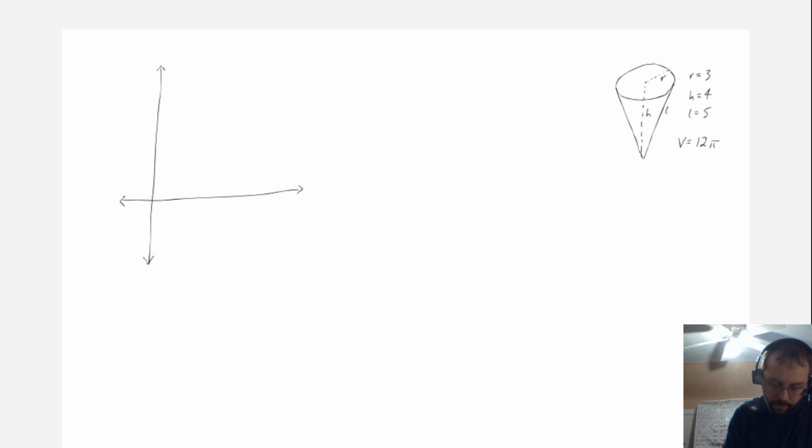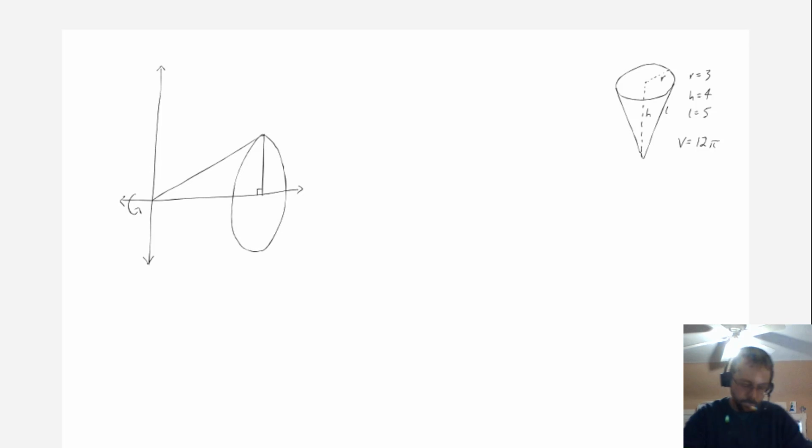We're going to use a right triangle that's rotated around the x-axis and have the point sit at the origin. And as we rotate that right triangle around the x-axis, we end up with a right cone. And once again, this is a 4 for H, a 3 for R, and a 5 for the hypotenuse or the slant height.